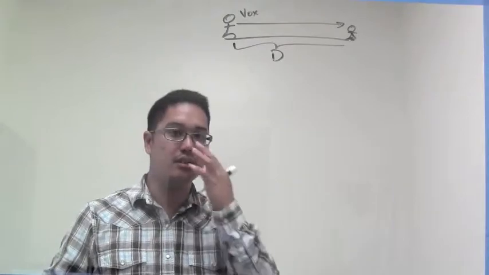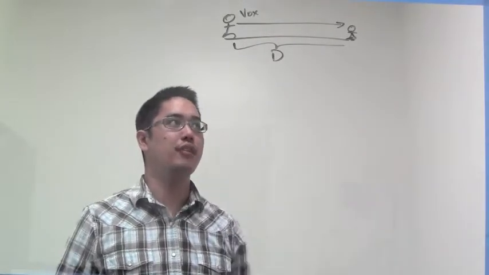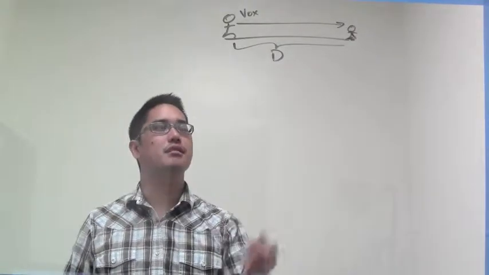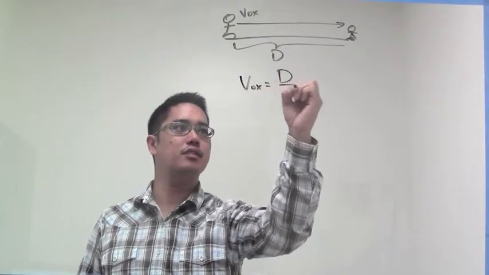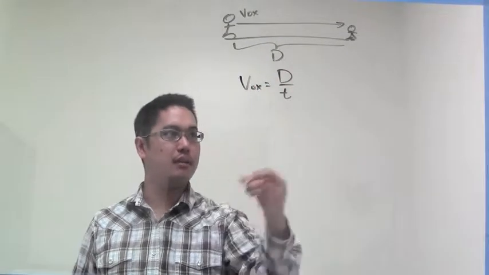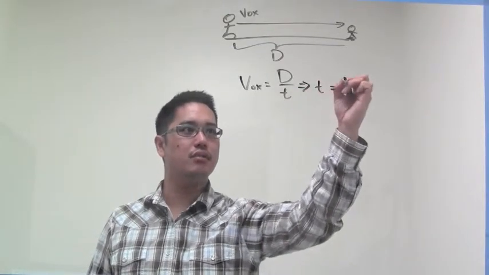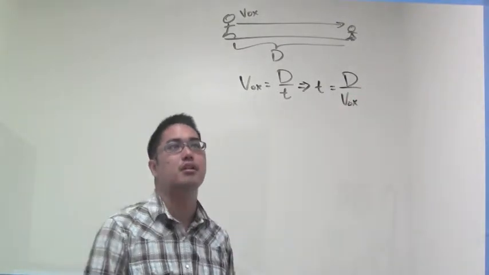I'm actually not going to solve this homework problem with any numbers. I'm just going to do the variables because I want to see the pure physics of it. Anyway, here we go. V naught x is equal to distance over time. So if I want to figure out the time, all I have to do is solve for t. Therefore, t is equal to d over v naught x. There we go.